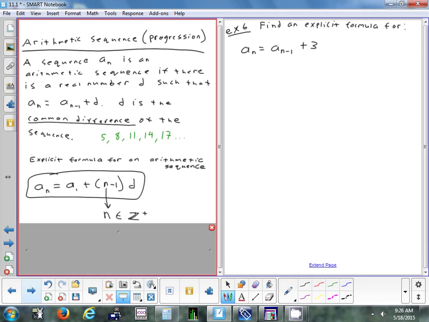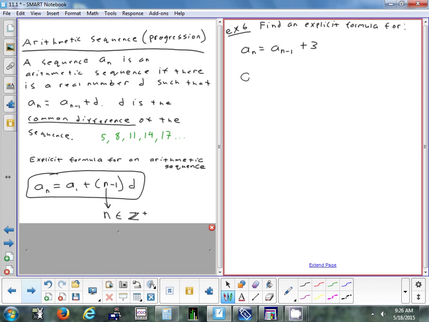Okay, what's wrong with example 6, the way I've written it? Yeah? We don't know the first term. Right, if you don't know the first term, you can't do this. It says to take the term before it and add 3, but you don't have a starting term. So I'm just going to make up a starting term different than 5, otherwise it's going to be the same problem I just wrote in green. So let's let the first term be 7.